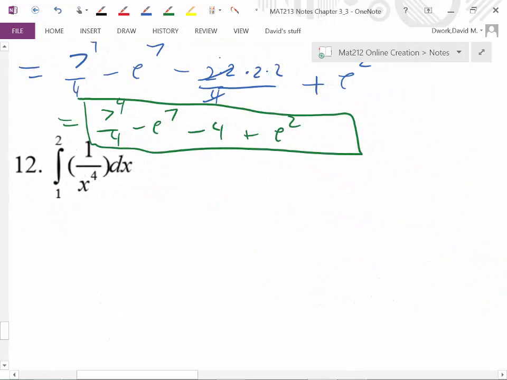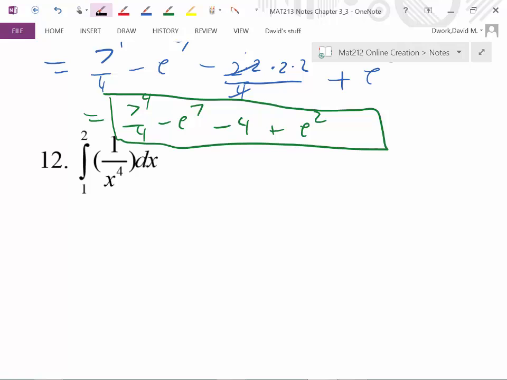Okay, so here we go. This problem: is this one a natural log? Well, remember, the derivative of natural log, d dx, is 1 over x. Now this has the same look and feel, but it's not the same because it's not x to the first down here, it's x to the fourth. So this is just a power rule. This would just be rewritten as x to the negative 4 dx.